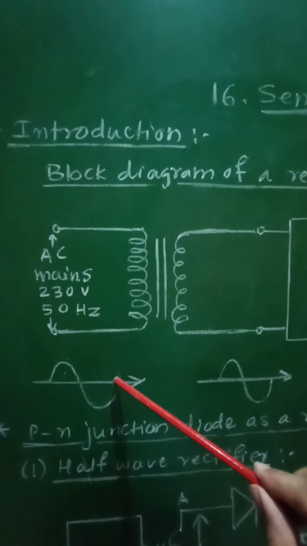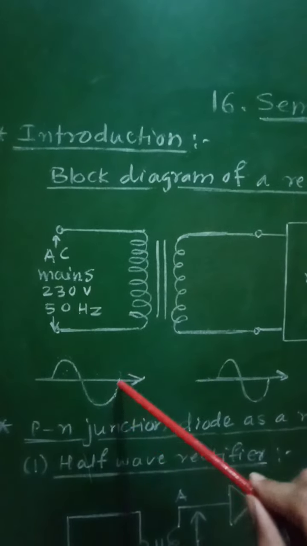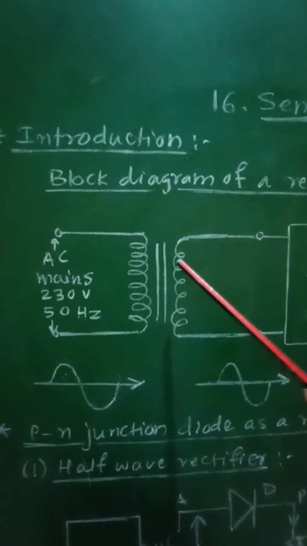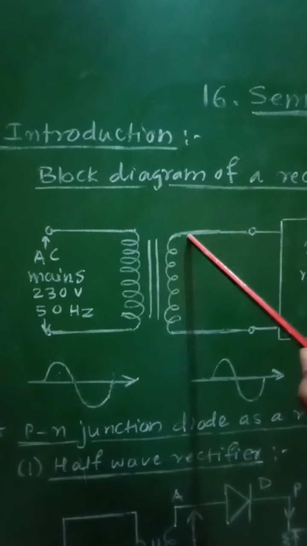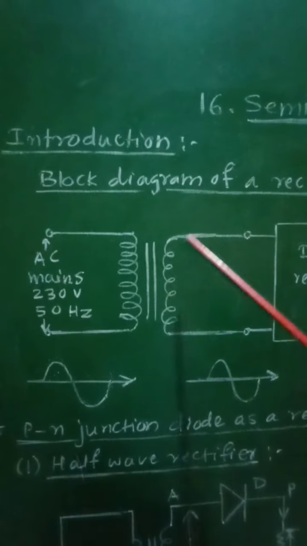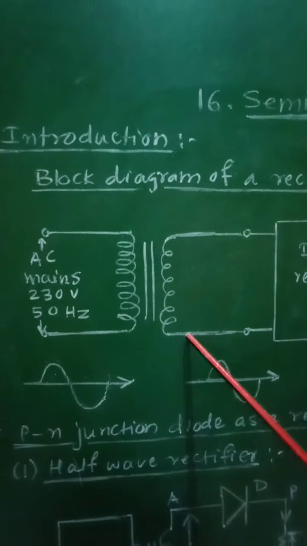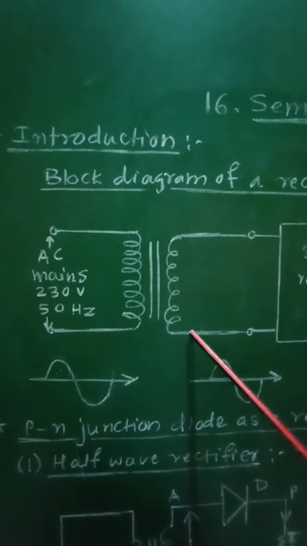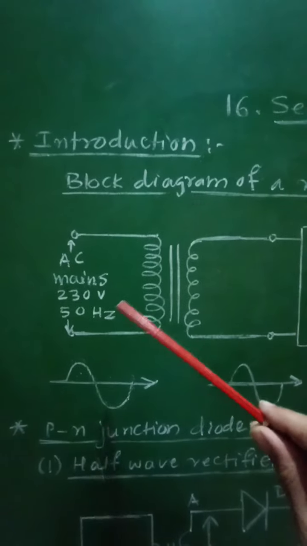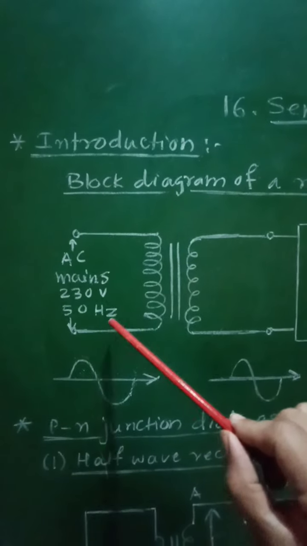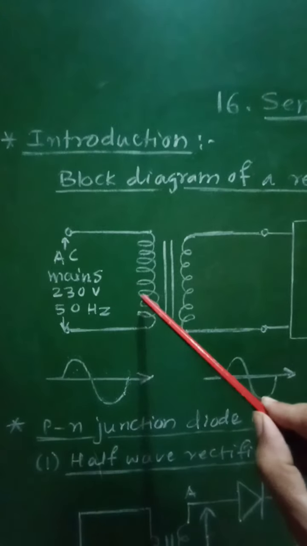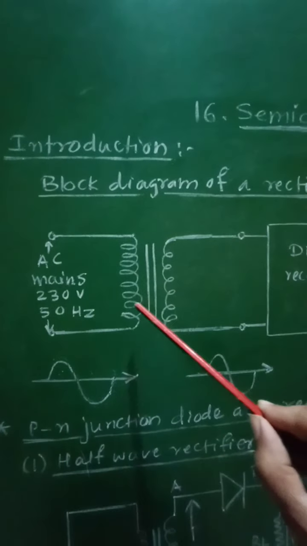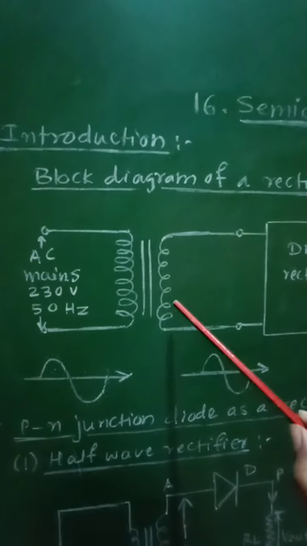On the other hand, when the negative half cycle is applied here, at that time the upper terminal will be at lower potential and the lower terminal will be at higher potential. So we can say that alternately the positive half cycle and the negative half cycle will be applied to the primary of this transformer.